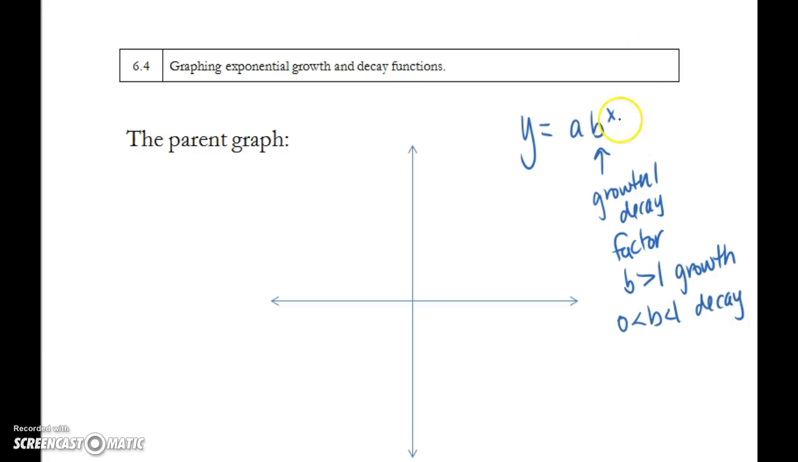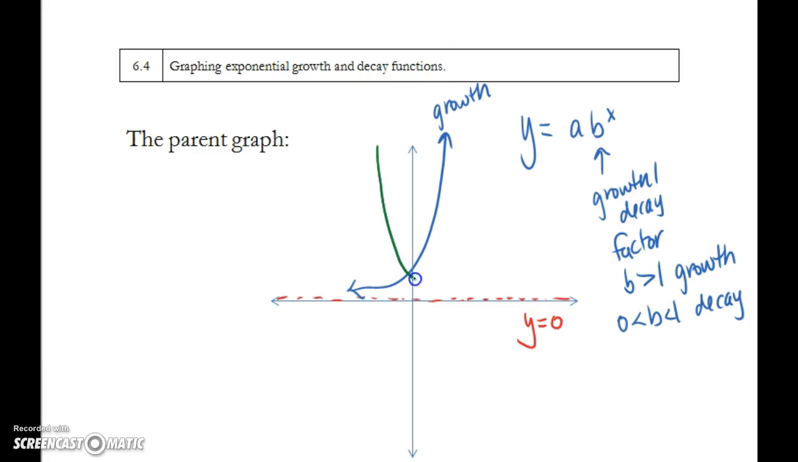If we were to graph this function, it looks like the following. It has a horizontal asymptote here along the x-axis at y equals 0, and it takes on the following shape. This blue one is growth. It's increasing. This green one is decay.